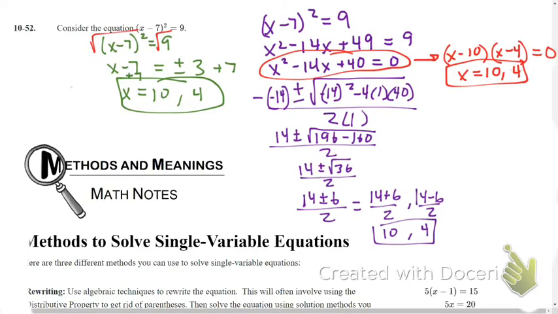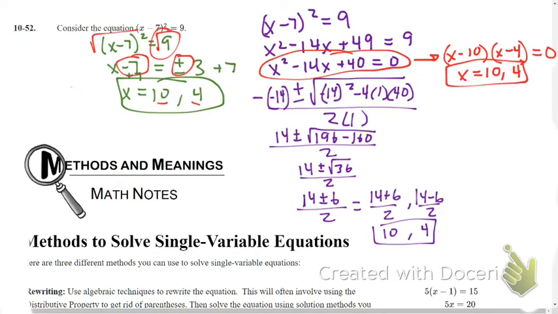Alright, so here are the 3 ways that I solved them. The first one in green, just solving an equation, square rooting both sides, and solving for x. So the square root of 9 is going to be a positive and negative 3, right? So when we have the 7, once I get rid of that negative 7 by adding 7, I'm going to add 7 to a positive 3 and to a negative 3, which gives us the answers of 10 and 4.